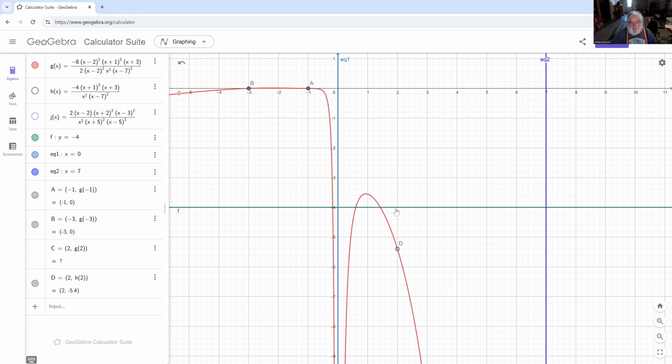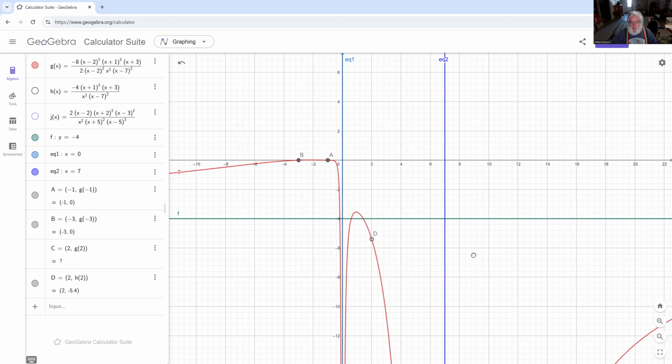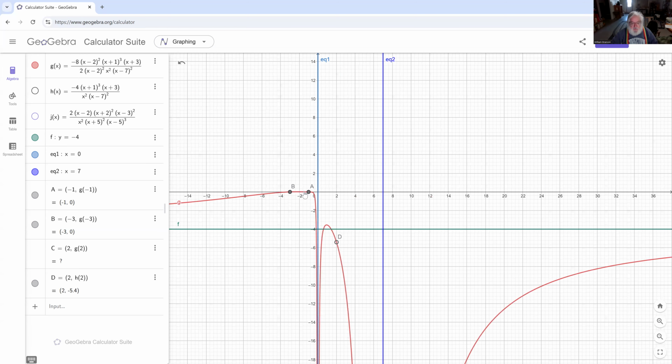This green line is our horizontal asymptote. The blue lines are the vertical asymptotes, two x-intercepts, and a hole. Okay, so that's that case. So let's go back to our notes.